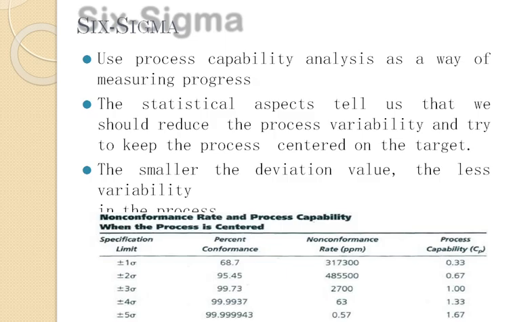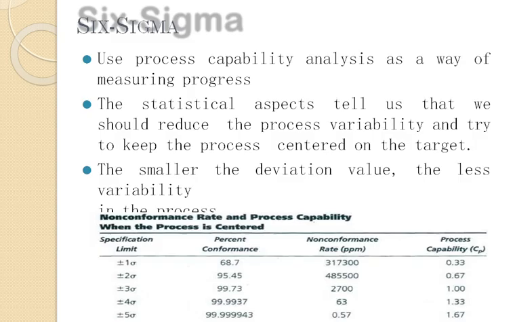So what is Six Sigma used for? With Six Sigma you can tell what percentage is conforming and how much the non-conformance rate is. Overall process capability is defined. By using this process capability analysis, a way of measuring progress happens. The statistical aspect tells us that we should reduce the process variability and try to keep the process centered on the target. The smaller the deviation value, the less variability in the process we can expect.